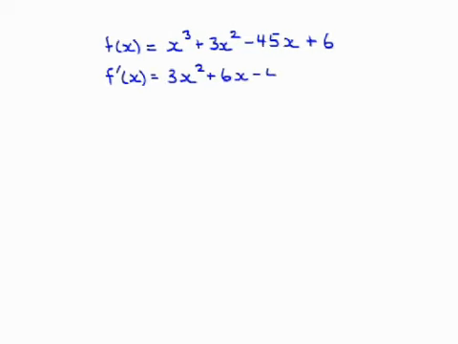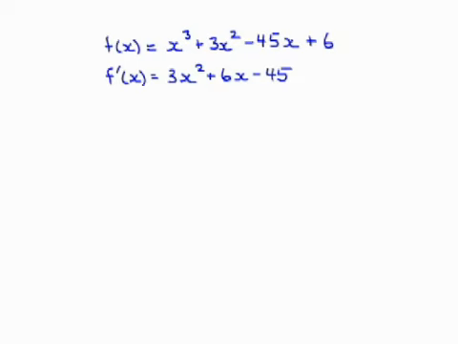We've been asked to find the minima and maxima for the cubic function f of x equals x cubed plus 3x squared minus 45x plus 6. First thing we're going to do is take the derivative, f prime x, which is equal to 3x squared plus 6x minus 45.